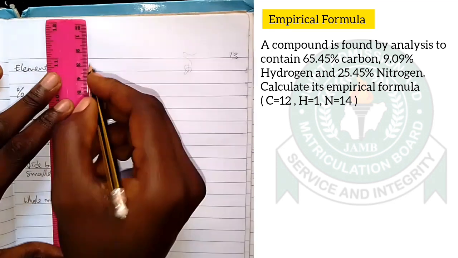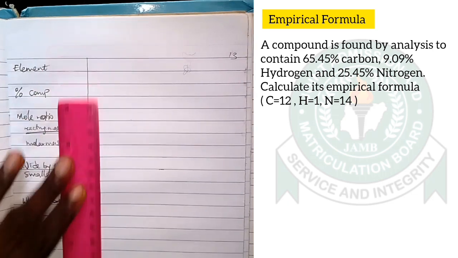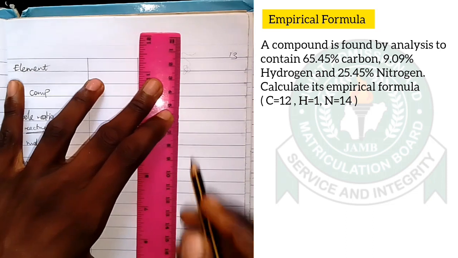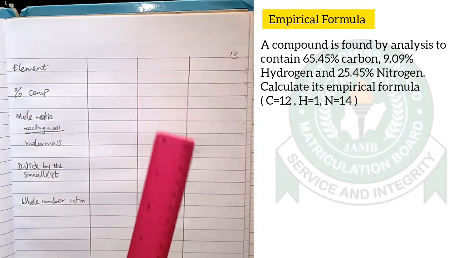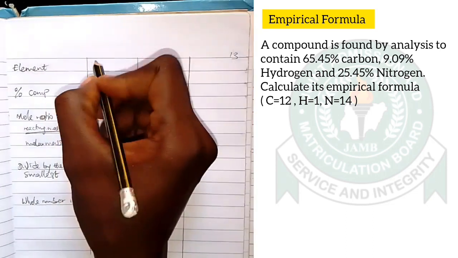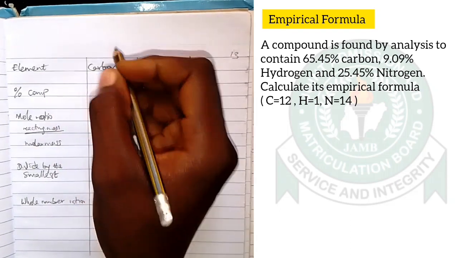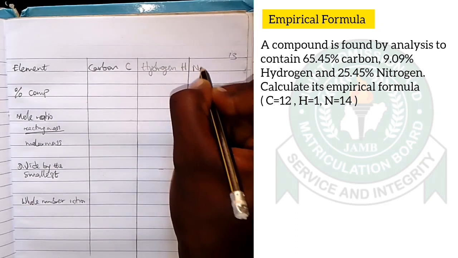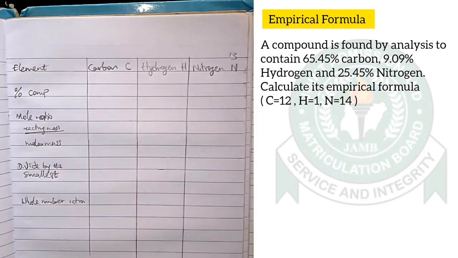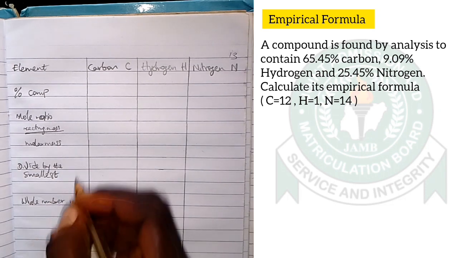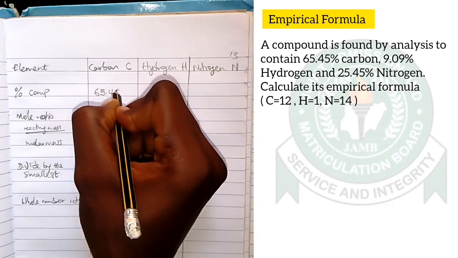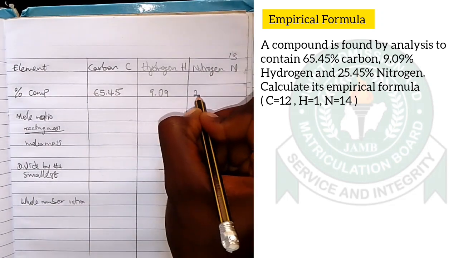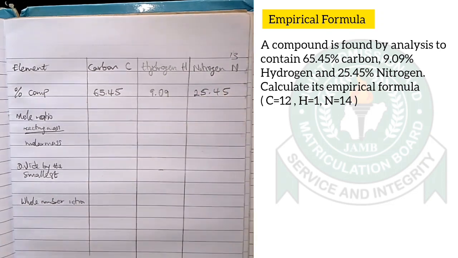Okay, so I want to just draw the plane. So this is for 3 elements. Okay, so the elements, the first element is carbon, which is C. Second element is hydrogen, which is H, and then nitrogen, which is N. So the percentage composition by mass, according to our question, 65.45 for carbon, 9.09 for hydrogen, and 25.45 for nitrogen.